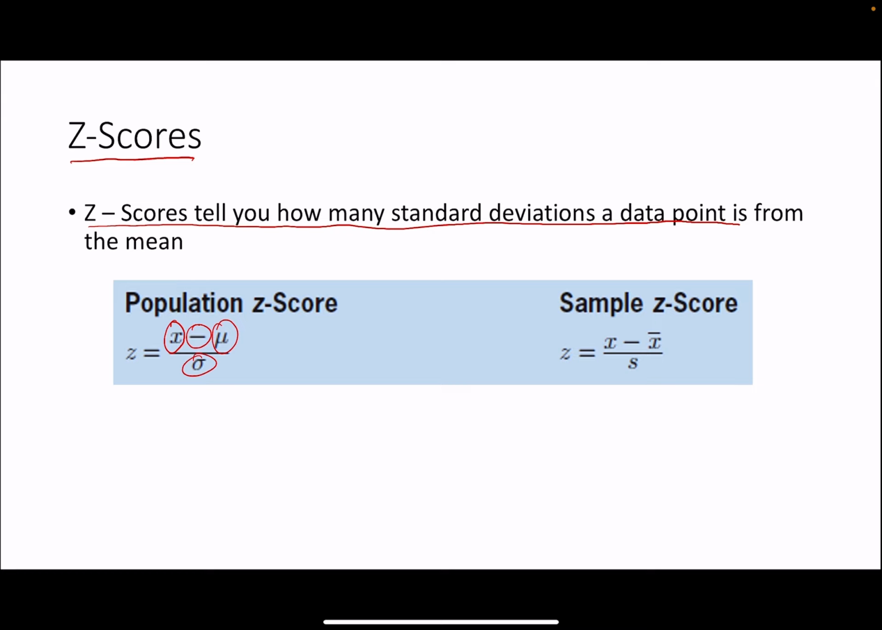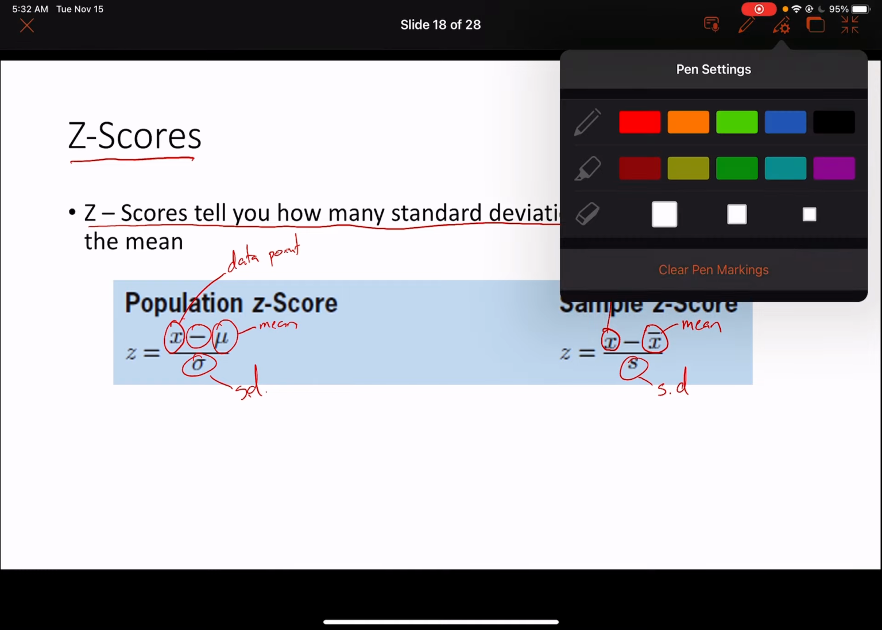And as you can see here, the sample z-score is pretty much the same. It's the data point, take away x bar, which is just the mean, right? I have the mean here, and I have standard deviation, and here is also standard deviation. It's just different notation. So it's actually the exact same calculation, and this is the data point. Data point. Data point.